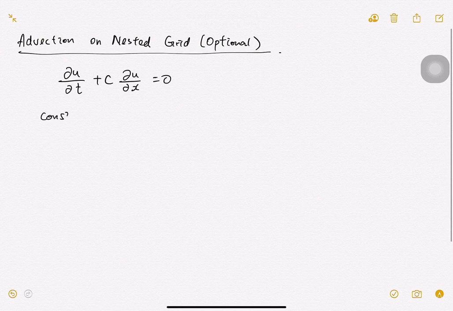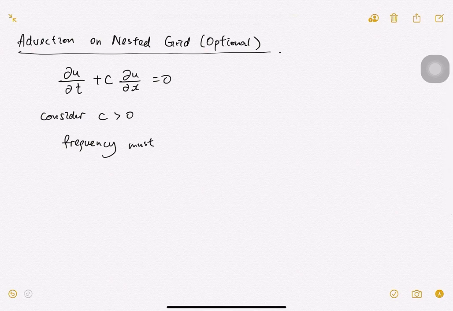And we consider C larger than 0. Okay, one thing, it should be the same on both sides. Frequency must be the same in both parts.